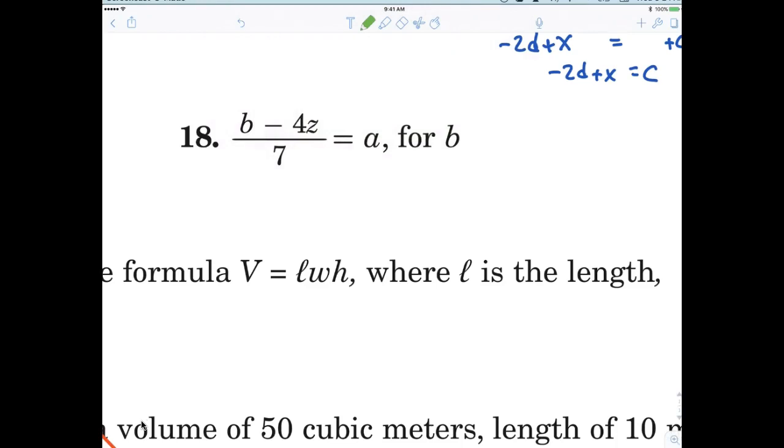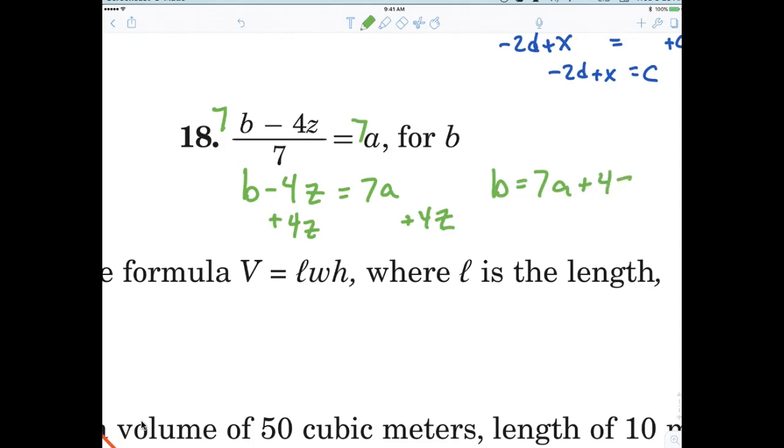Now if you don't know that, I'll put the steps up here. So this is going to be times 7, so multiply by 7. So that would be b minus 4z equals 7a. And then from there, you're supposed to notice that I should add what? 4z. Add 4z. So we know that b is equal to 7a plus 4z. However, I think you guys are smart enough that you can just look at this. And if you can't, you can tell me.